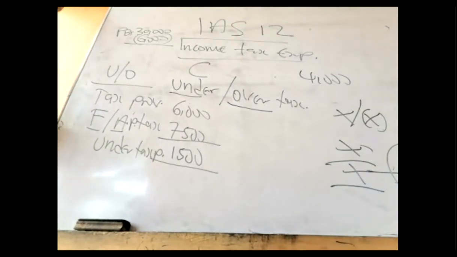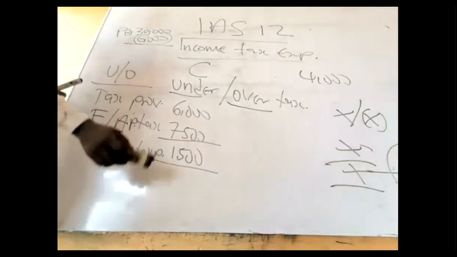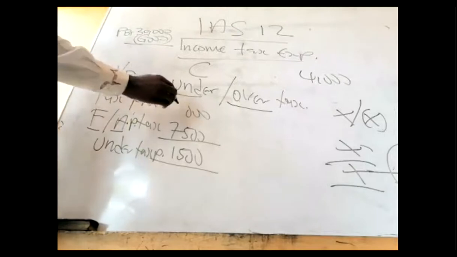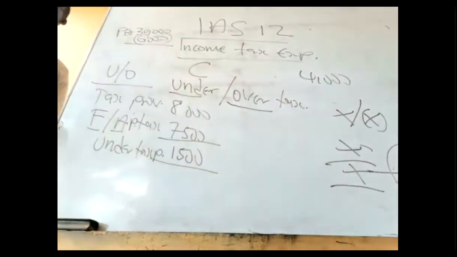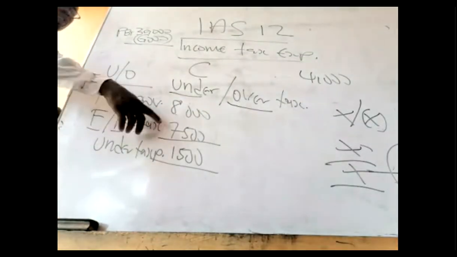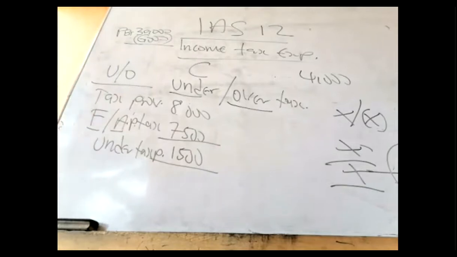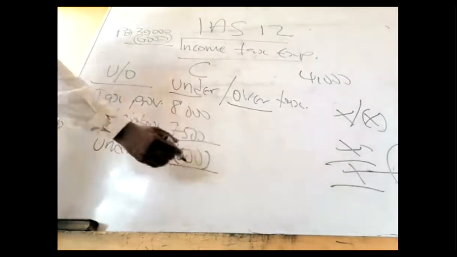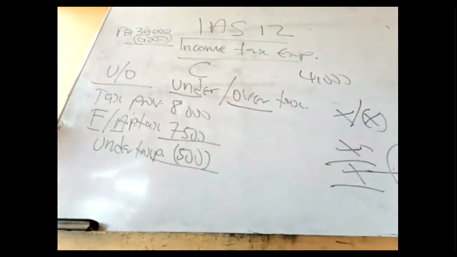What if here happens to be 8,000? We make a provision of 8,000, but the tax authority says no way. Our tax should be 7,500. We have what? Over provided. So over means the tax that we provided last year was more than we were supposed to. So it's a gain, it's a credit for this year.